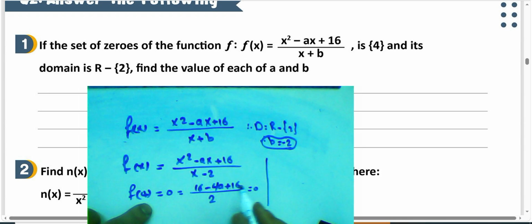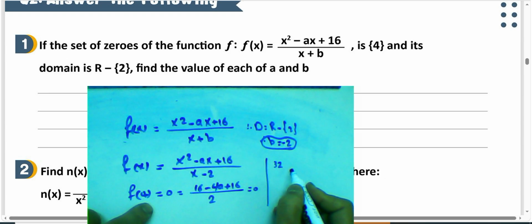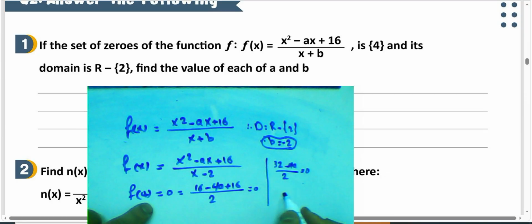So 16 plus 16 is 32, minus 4a, over 2 equivalent to 0. 2 times 0 is 0, then 32 equivalent to 4a. 32 divided by 4 equals 8, then the value of a equals 8.